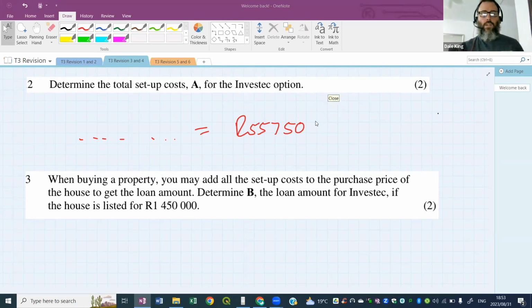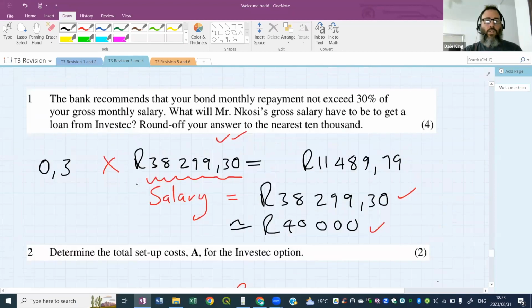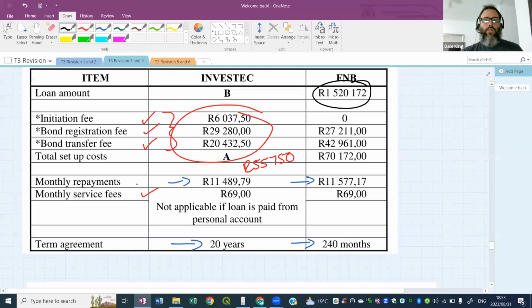Check it. Yes, you there? Hey, sir. You minus the 1,450,000 by the amount loan for Investec, I think. Where is that? This one. We're doing the Investec B here at the top. Yeah, we're doing that one there at the top.